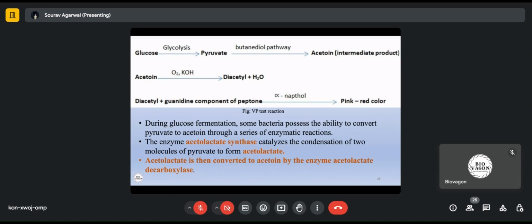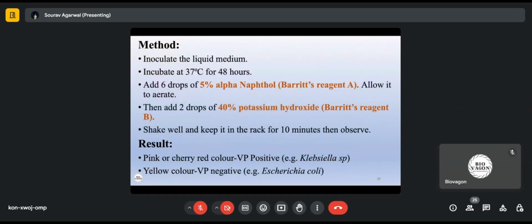So that's the explanation why you have to add Barrett's reagent A and B to get the results. Here, as I told you, you will get a red color if it's positive and a yellow color if it's negative. I hope that's clear.